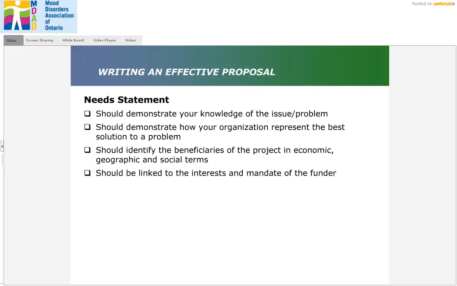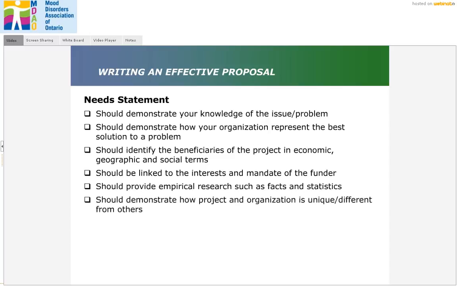And it should also provide some background research, both quantitative and qualitative, such as facts and statistics. And should also demonstrate how your project and your organization is unique and is different from others. How is it innovative would be a question to consider.